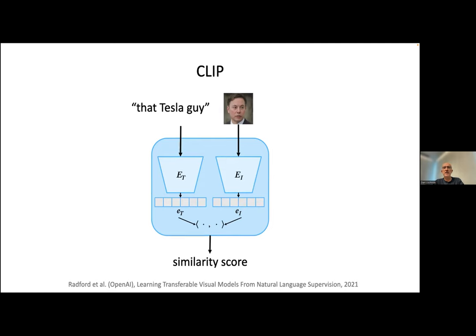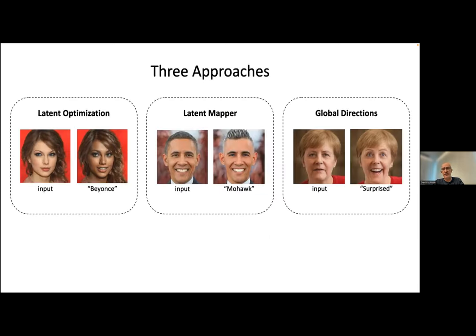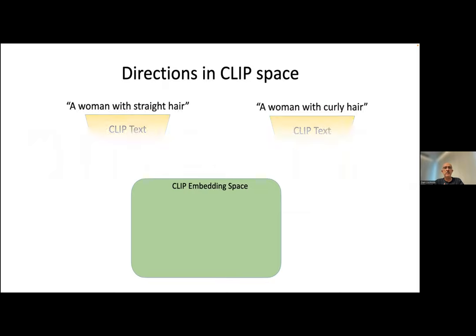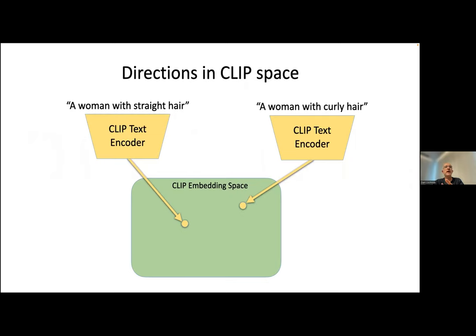So we used this idea of combining CLIP with StyleGAN, and came up with three approaches. Due to lack of time, I will just tell you about one of them. That's the one that uses the same idea of utilizing controls in style space. So basically, given a text specifying some edit that we'd like to do, suppose we would like to edit an image so that straight hair becomes curly hair. For example, we can generate two sentences. One of them would be a woman with straight hair, another a woman with curly hair. And we could use the CLIP text encoding to embed both of them into the CLIP embedding space. And that would give us a direction in that space, right?